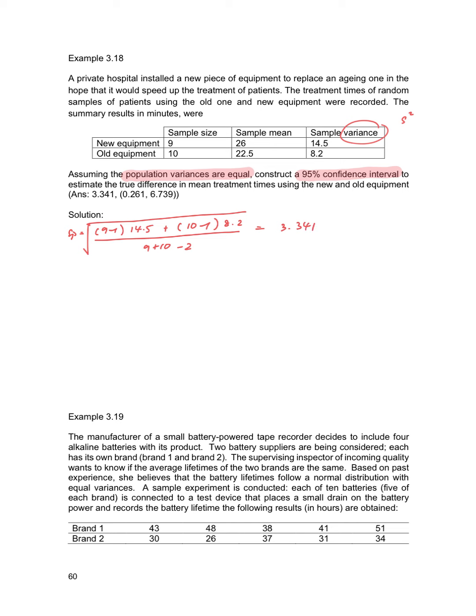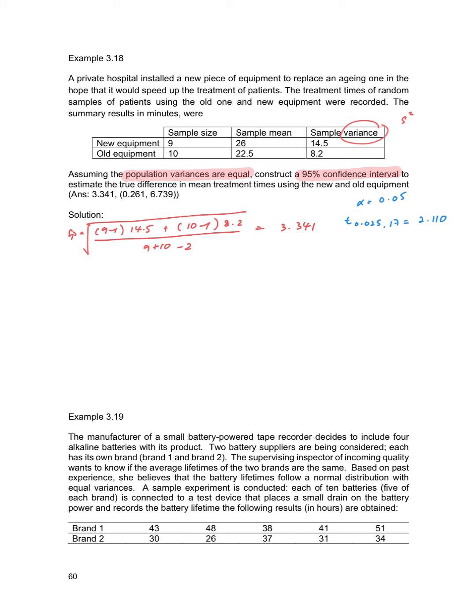Okay, now we find the value of alpha. So our alpha is equal to 0.05, so t alpha over 2 is 0.025. And then our degree of freedom is 9 plus 10 minus 2. We get 17. Okay, refer to table number 7. We get the critical value is 2.110. Okay, so you just plug it into the formula of confidence interval.